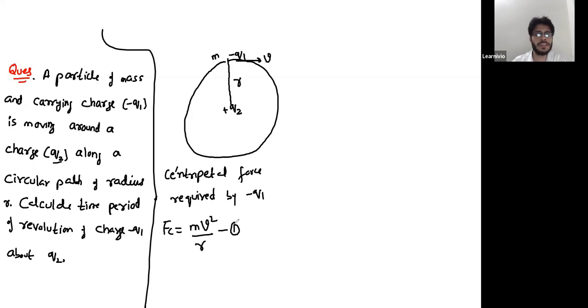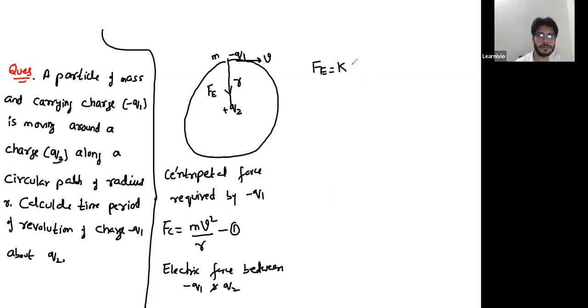Now, which force will provide centripetal force? The electric force. The electric force between q2 and minus q1 will provide the centripetal force. So what should be the magnitude of the electric force here? The magnitude of electric force between q1 and q2 is 1 by 4 pi epsilon naught into q1 into q2 by r square. Instead of 1 over 4 pi epsilon naught, I'm just using k, so it is k q1 q2 by r square.